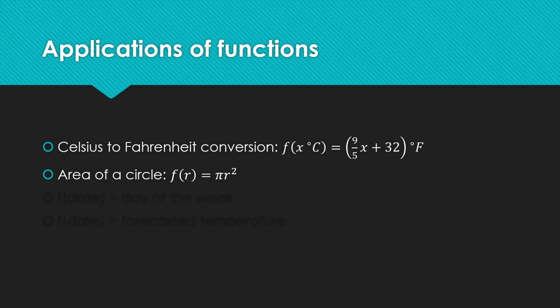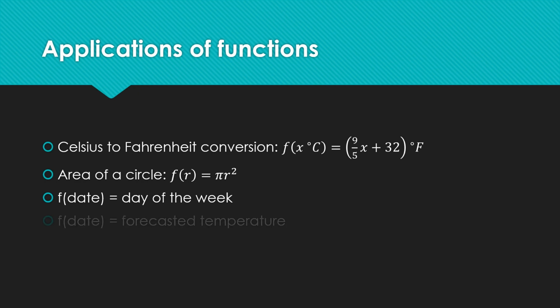The second two are a bit different. Here we have a function mapping a date to the day of the week. You can code this on a computer, and it's a useful function whenever you need to do stuff with dates. And here's a different one, where we give it a date and it gives you the forecasted temperature on that date.